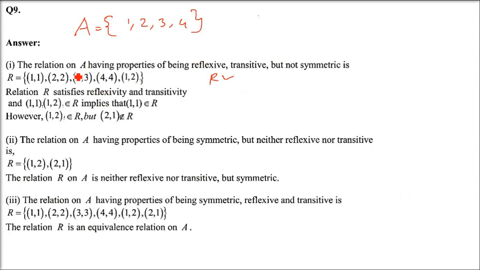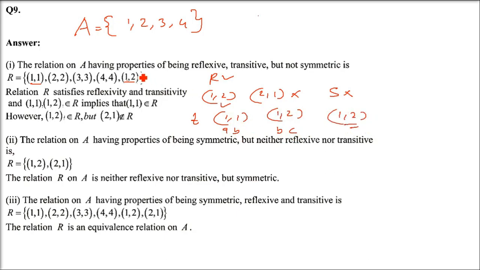Now coming to transitive. No, symmetric let us take first. So symmetric, (1,2), (2,1) should be there. It is not symmetric. We proved it to be non-symmetric. Let us take some transitive now. So (1,1), (1,2). (1,1) is there, (1,2) is there. (a,b), (b,c). So (1,2) should be there, and it is there. (a,b), (b,c), (a,c) should be there. So this relation is reflexive, transitive, but not symmetric.